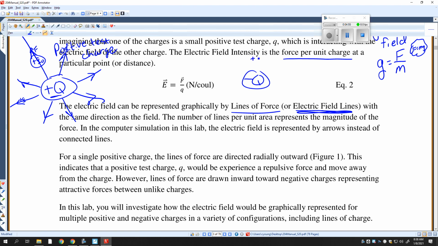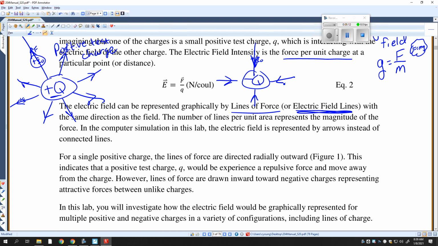Well, I put my little positive test charge right here. I say the force is going to be in that direction, so my electric field is going to be in that direction. So those are two very simple electric field maps for a positive charge and a negative charge.